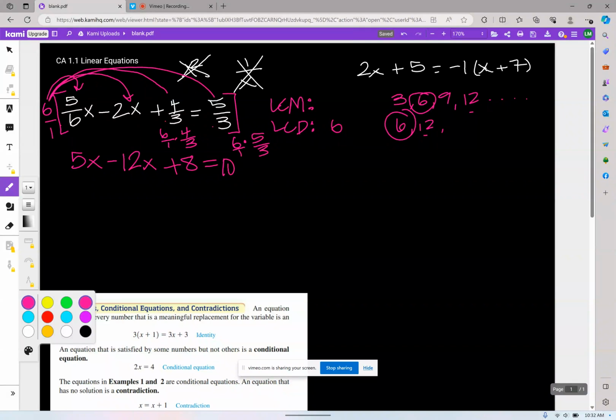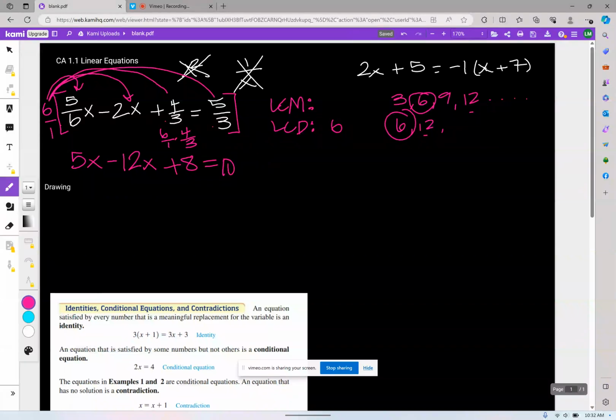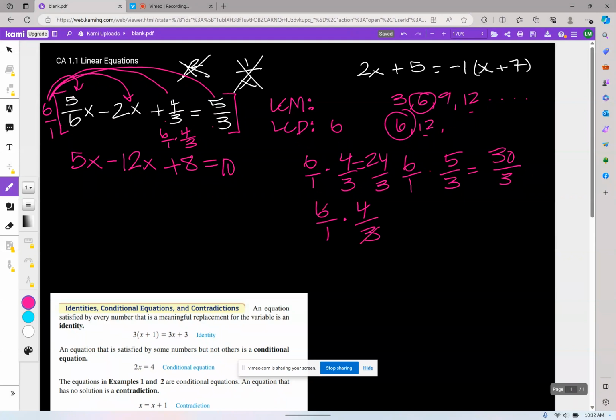Now, another way to do this is, when you're thinking about this work on the side, 6 over 1 times 4 over 3 and 6 over 1 times 5 over 3, I can multiply straight across and then reduce, right? Which is what I was doing. Or I can cancel. So 6 over 1 times 4 over 3, I can reduce diagonally in this case. So 3 will go into 3 one time, 3 goes into 6 twice, and then I can multiply straight across and I get 8. It's the same thing.